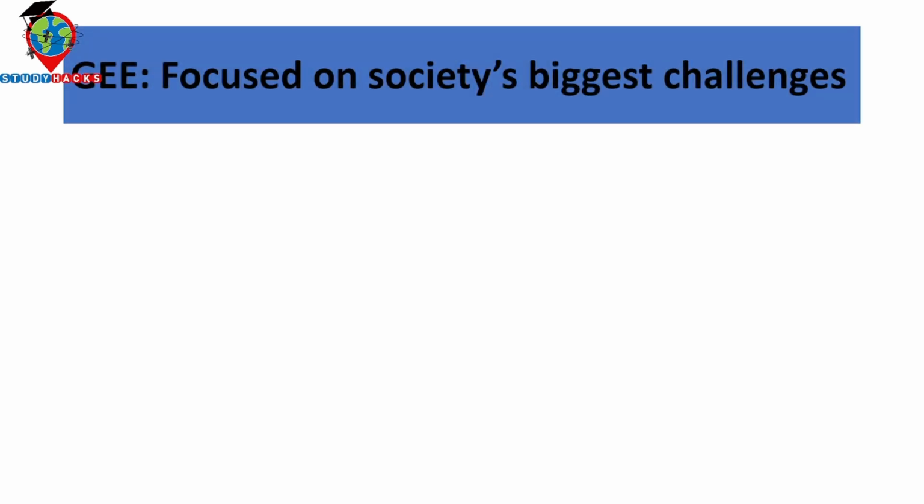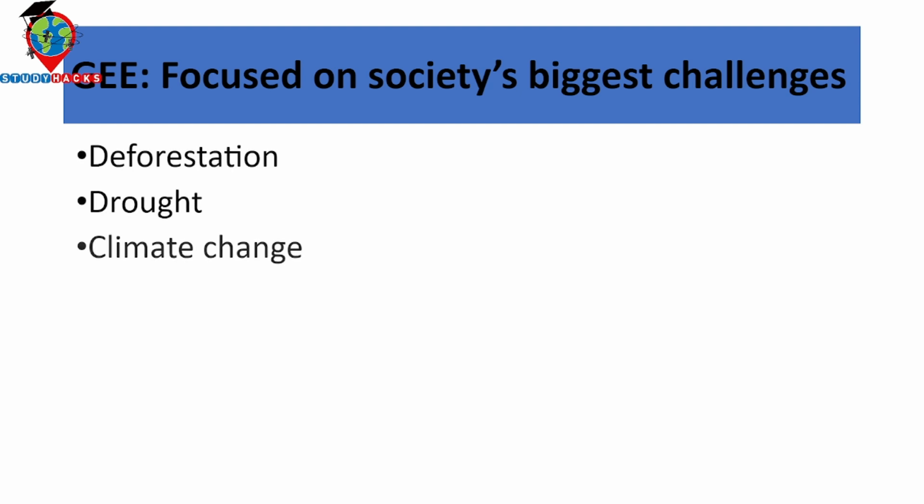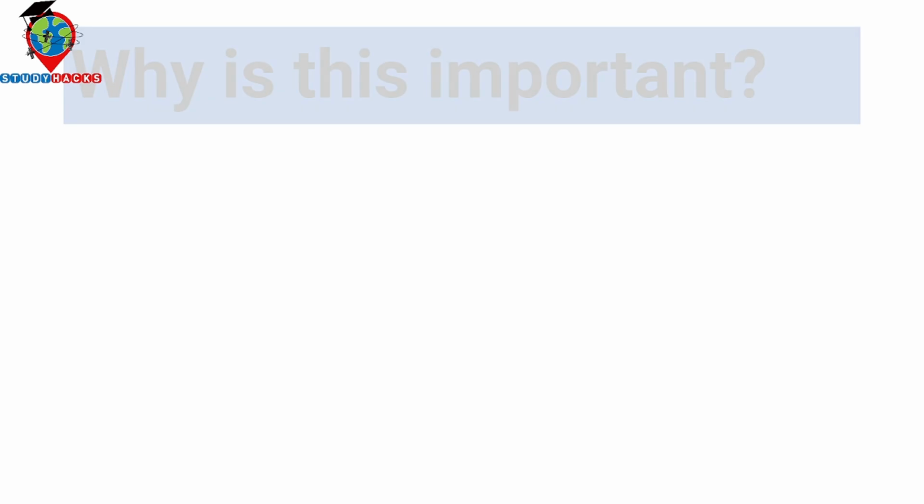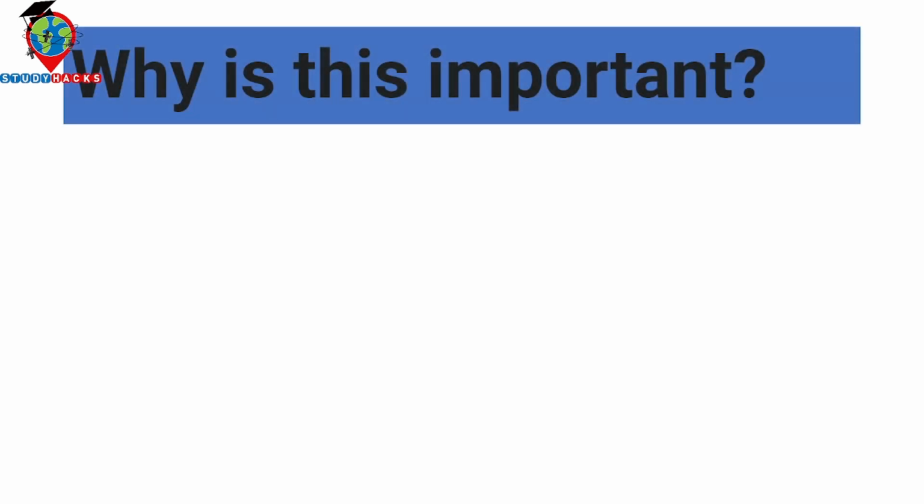And mainly Google Earth Engine focuses on society's biggest challenges. It can be deforestation, drought, then climate change, then disaster, then diseases, global food security, sustainability. And why is this important at present time?